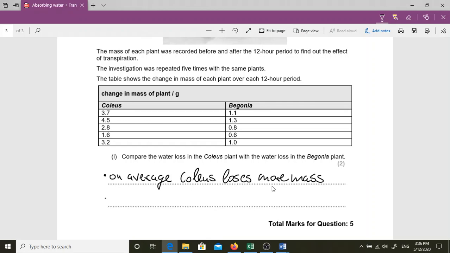So coleus loses more water to transpiration. And that is it. Now you have answered all the questions.